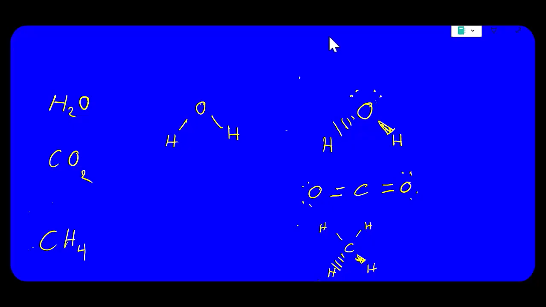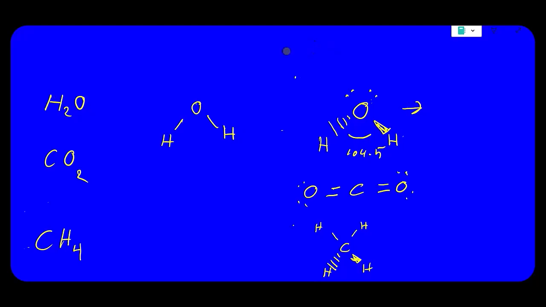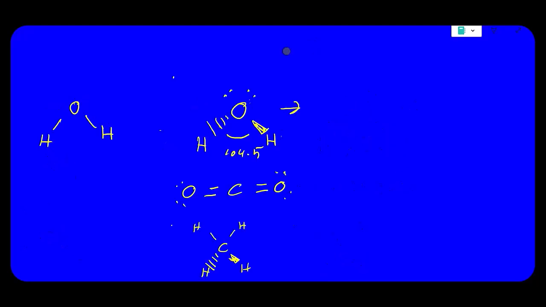Let's take a look at water, carbon dioxide, and methane. As we can see, carbon dioxide has a linear shape of 180 degrees. Methane has a tetrahedral shape of 109.5 degrees. Water is a bit different. It has a bond angle of 104.5 degrees, and that's because these two lone pairs of electrons on the oxygen atom repel the electrons on the hydrogen atoms. This makes the water take on more of a tetrahedron shape.